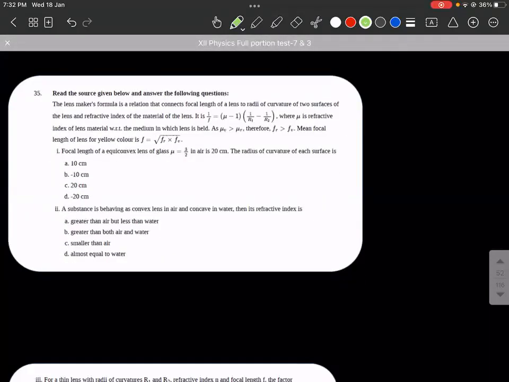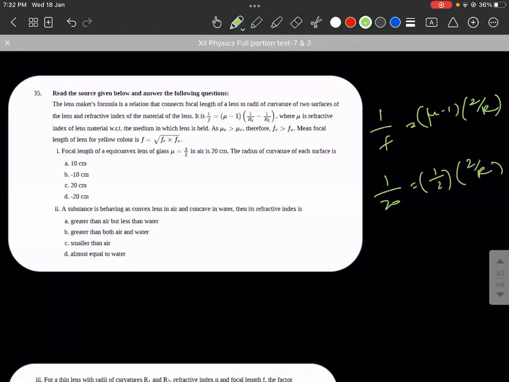What about the 35th? Lens maker's formula. The focal length of an equiconvex lens of glass of refractive index 3/2 in air is 20 centimeters. The radius of curvature of each surface is: 1/f is equal to mu minus 1 into 2/r. So 1/20 is equal to mu minus 1, which is 1/2, into 2 divided by r. 2 and 2 will get cancelled. R will be 20.